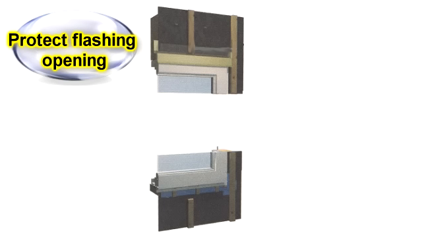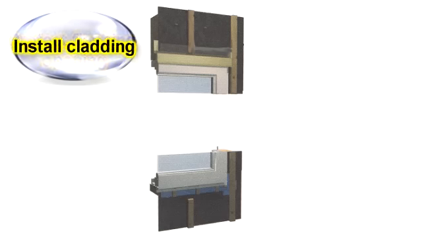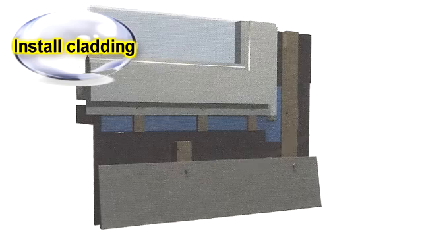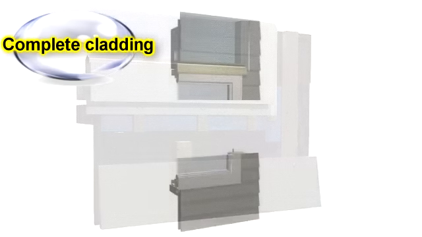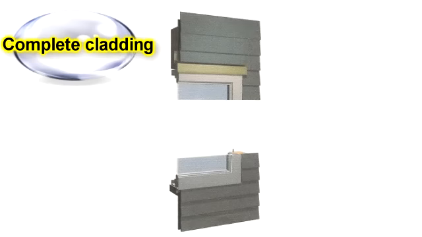Step 15. In regions where a capillary break behind the cladding is required, install treated wood strapping and mesh to protect the cavity at the flashing opening. Step 16. Install the selected cladding using corrosion-protected fasteners. Step 17. Complete the installation of the selected cladding.